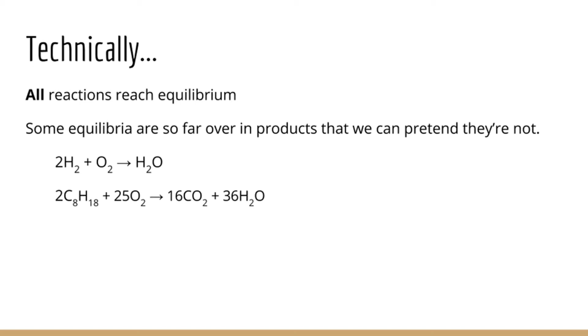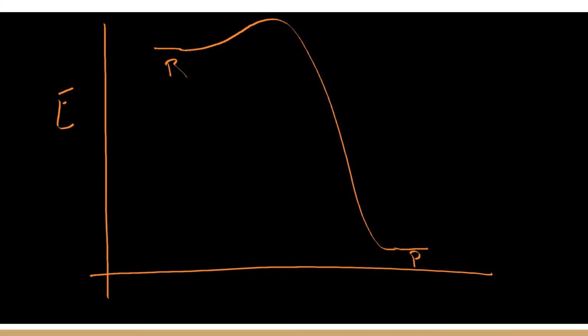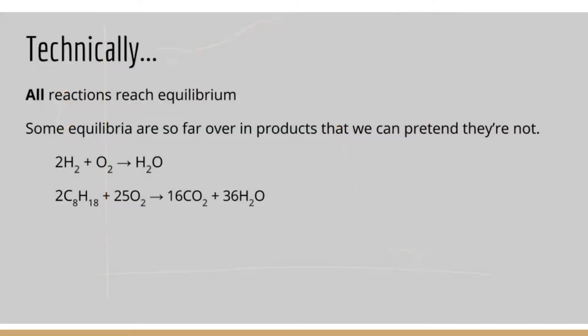So hydrogen and oxygen making water, the combustion of octane, these all lie so far over in the products that they're just not going to go in the reverse direction. In the case of water, it's because it's incredibly energetically unfavored. It wants to be, that should be 2H2O, damn it. It's unbalanced. But it really, really wants to be water rather than hydrogen and oxygen.